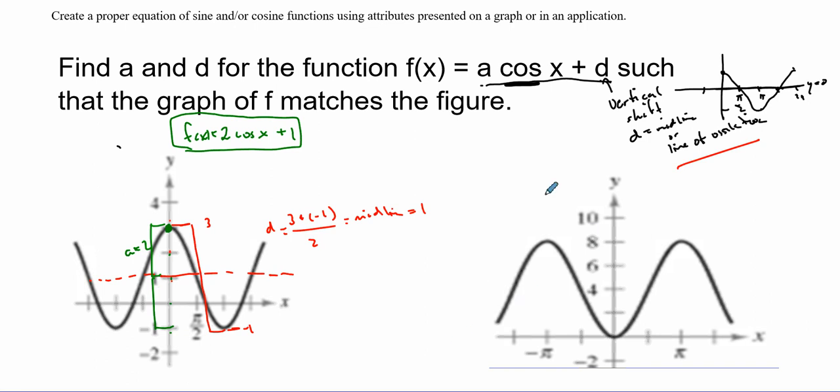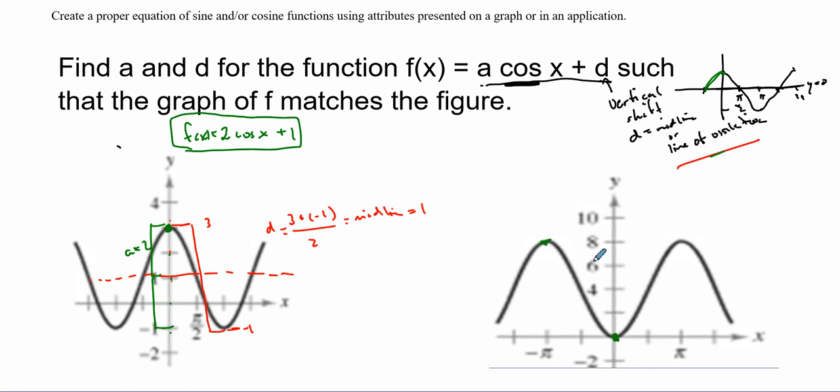Doing the same thing over here, we notice that we have cosine, but if you notice right there, cosine is now going below, and we know that it always begins usually going up. What that means is that we have a reflection. If it's going the opposite way, we have a reflection. So our A value is going to be negative. But before we do that, let's find our line of oscillation, our midline.